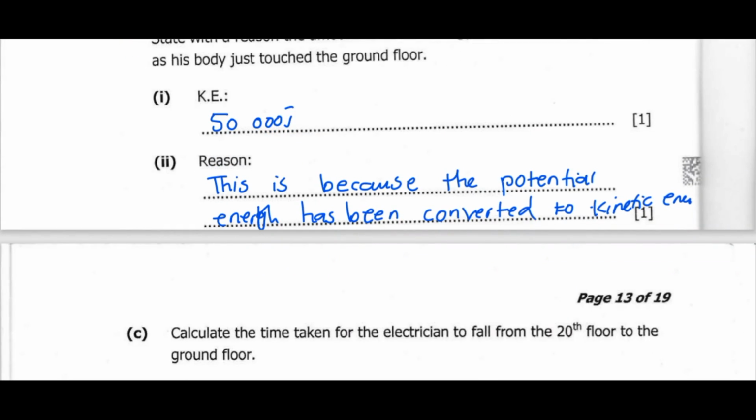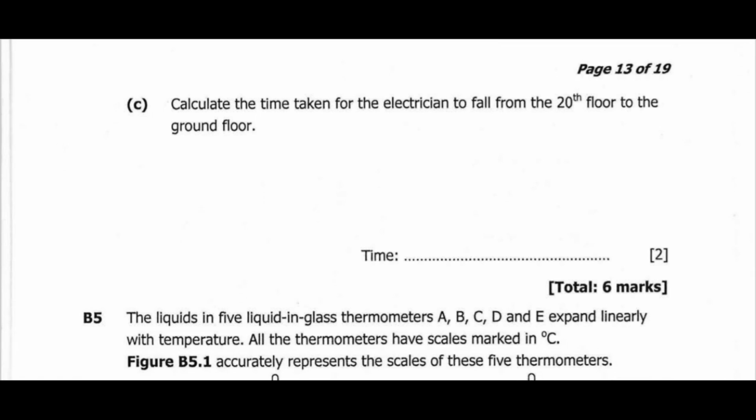So that is what we do. Then we move on to question C. Calculate the time taken for the electrician to fall from the 20th floor to the ground floor. So time taken here, we'll just consider this as a free fall object.